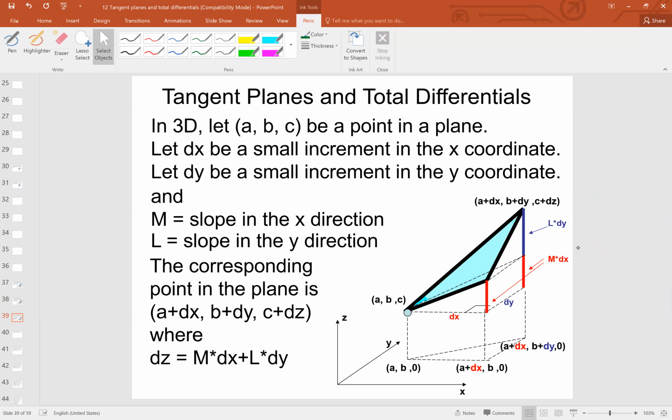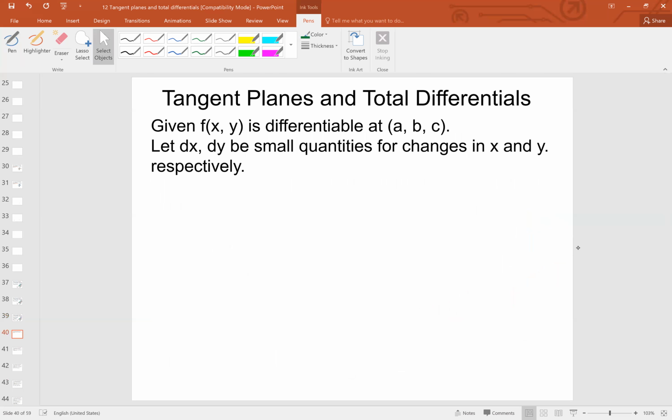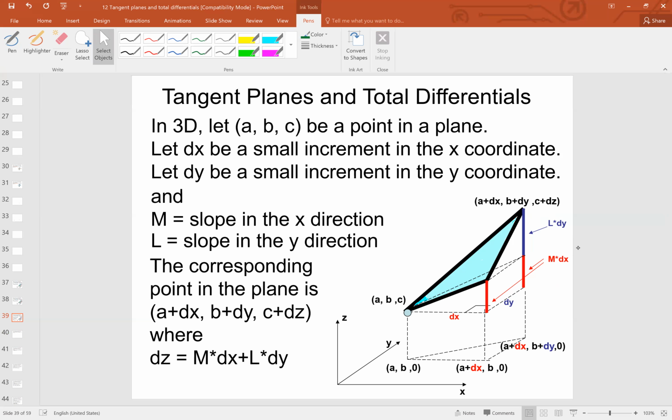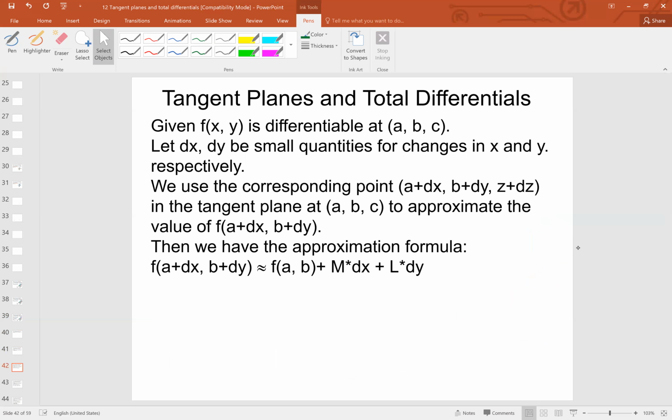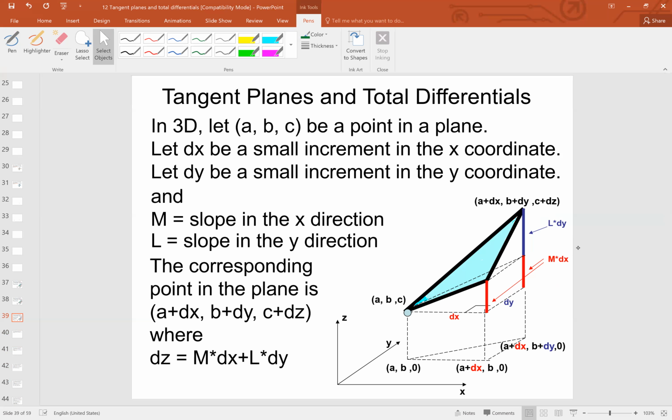And this we call the dz, the sum of this height gain in two different perpendicular directions is the total gain. We call this a total differential. Okay. This is the total differential.